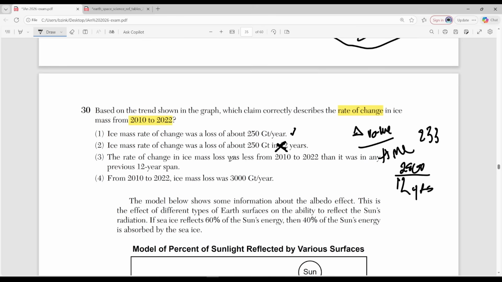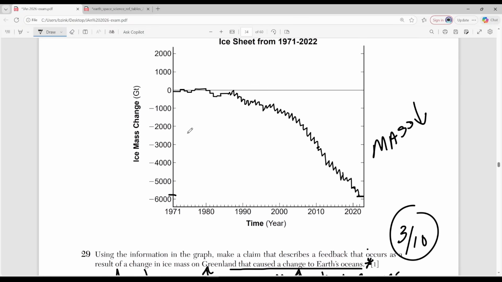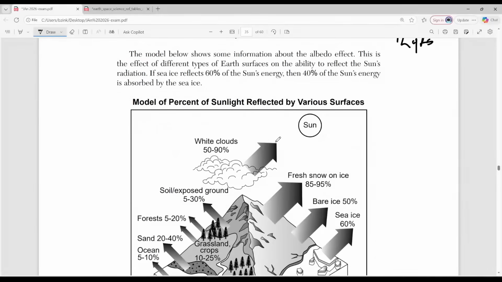The rate of change in ice mass loss was less from 2010 to 2022 than it was in the previous 12-year span. No, that's not true, because it plateaued in the beginning. It's like a flat line. And then it's saying it was 3,000 per year. No, that's wrong. So it's going to be 1. And you would just pick the closest one, because your math, especially when you go quick like me, you can actually use your reference table to line it up and get a straight line. You'd probably get a more accurate answer.